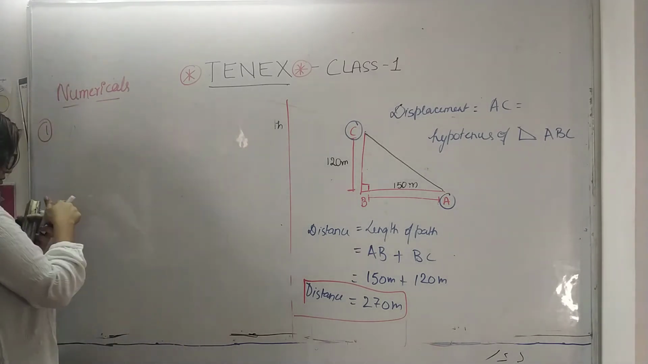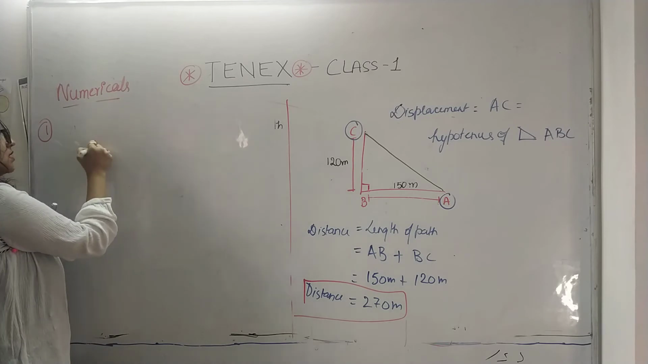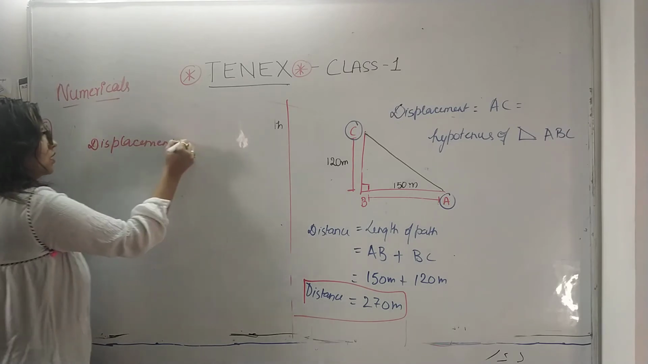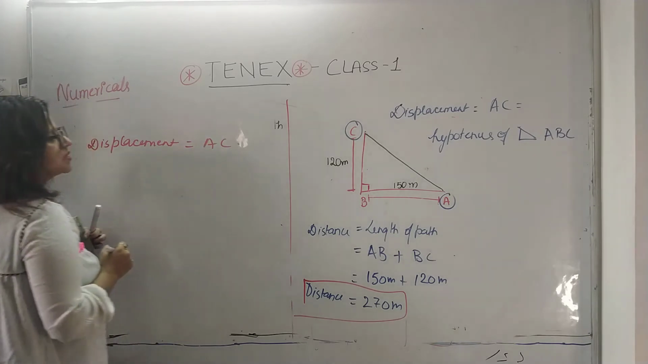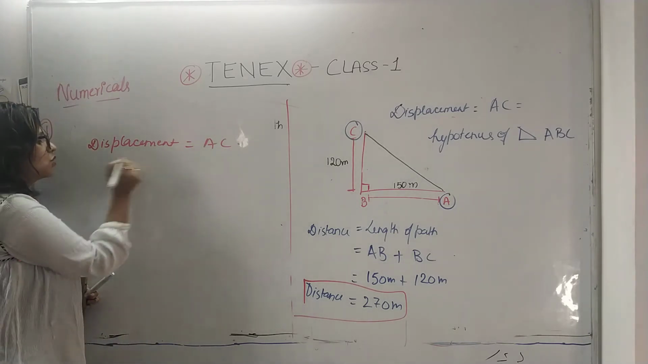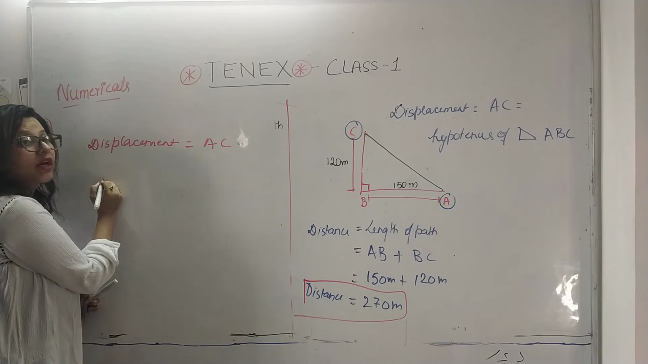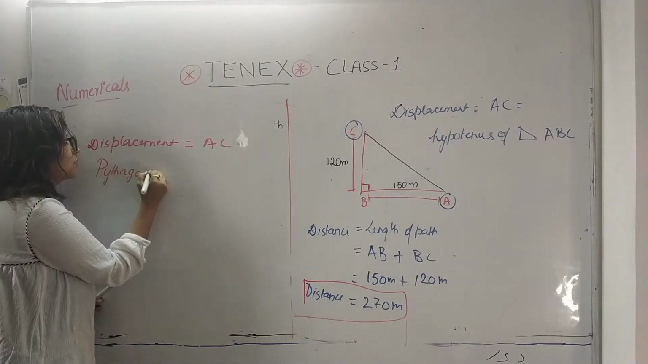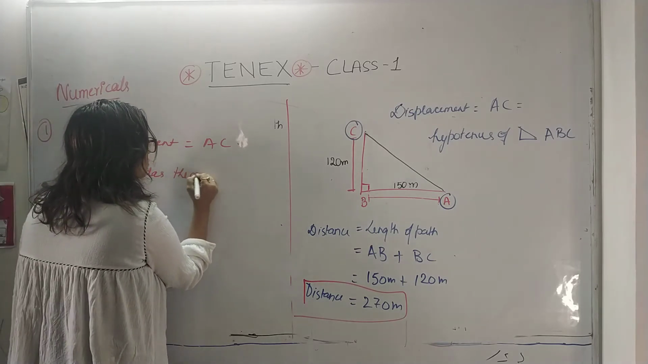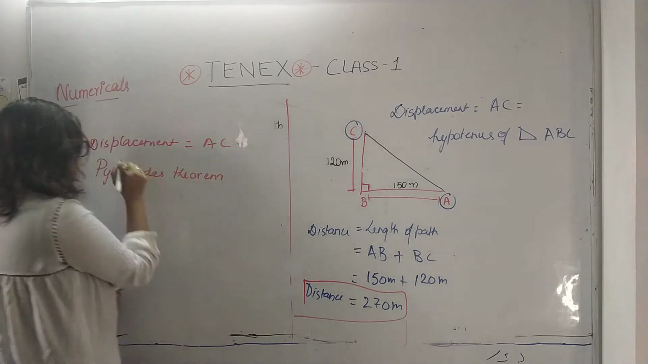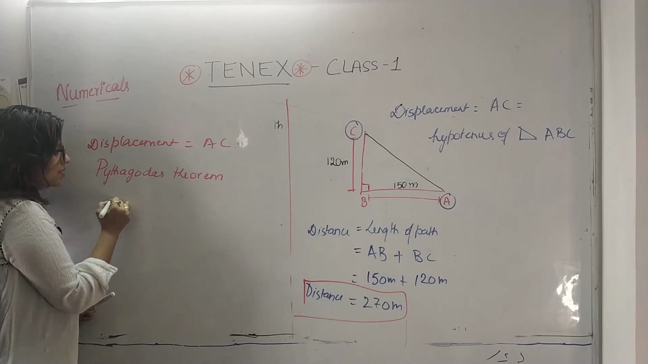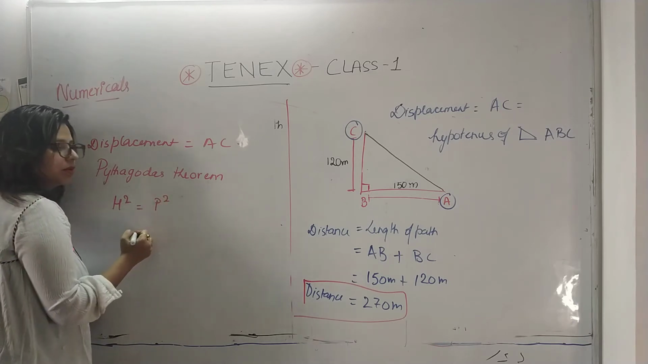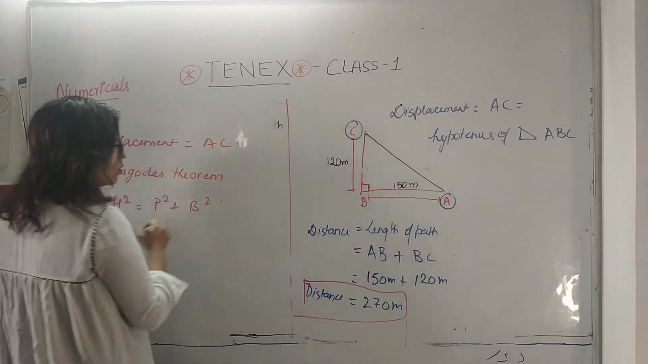So displacement is equal to AC, or it is equal to the hypotenuse, okay. So the formula for hypotenuse is, we are going to apply the Pythagoras theorem over here. So what does the Pythagoras theorem say? It says that the hypotenuse square is equal to P square, or the perpendicular square, plus base square, okay.